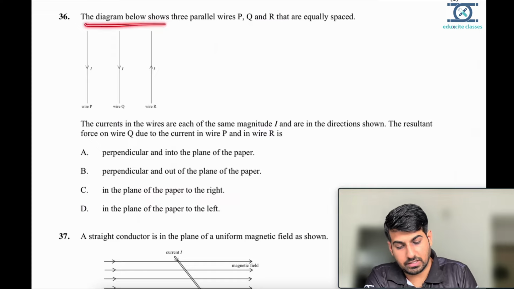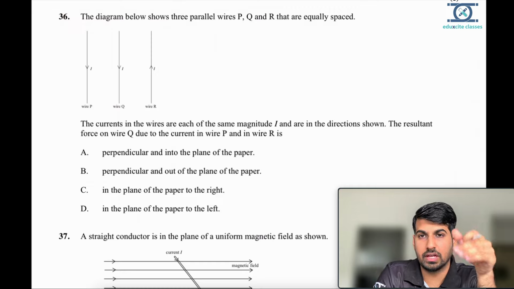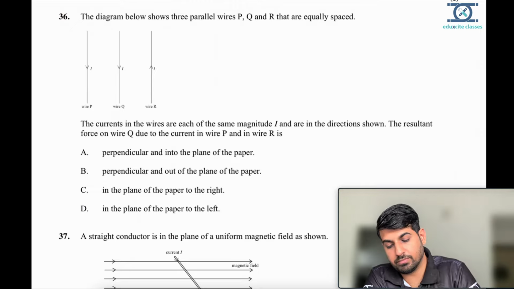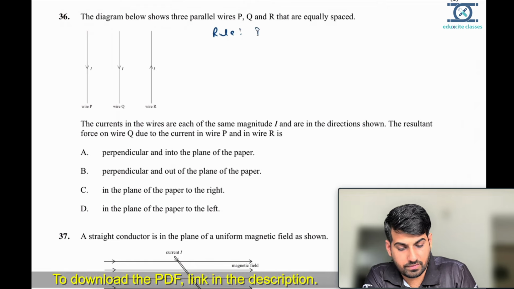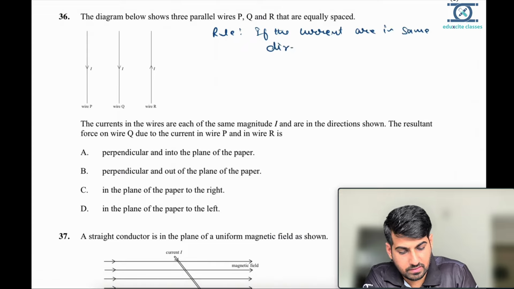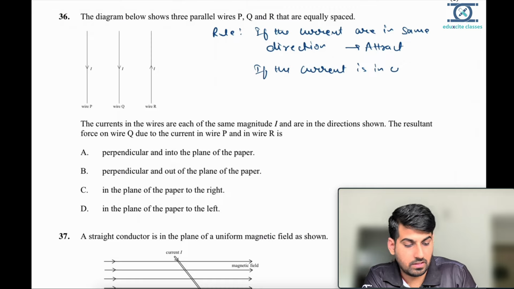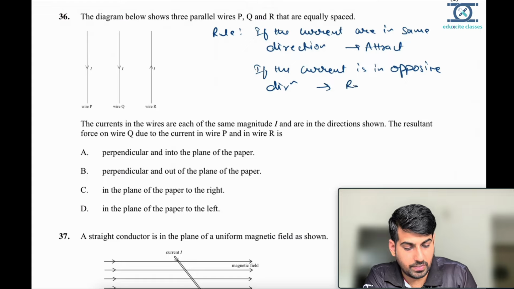Now for this, you can use the shake hand method I generally use to calculate the direction of the forces exerted between the parallel wires, or you can just remember a simple rule. What is the rule? If the currents are in the same direction, then they will attract each other, or if the currents are in opposite directions, then they will repel each other.